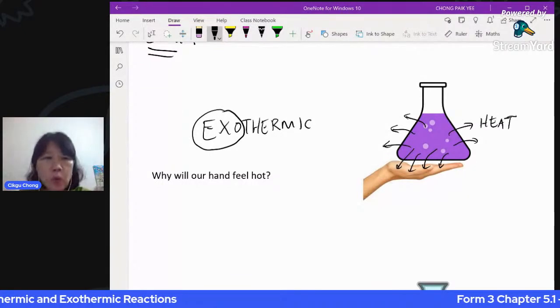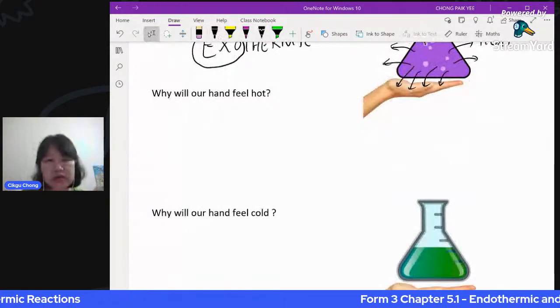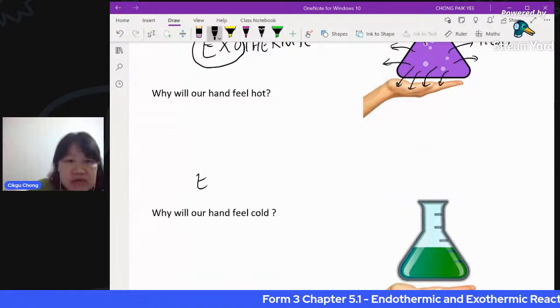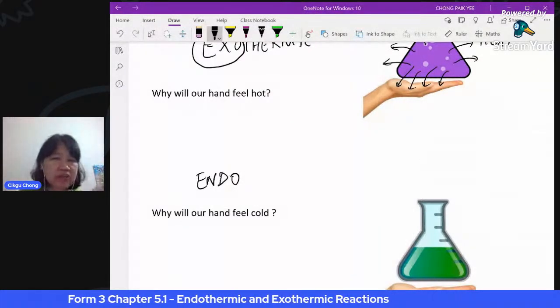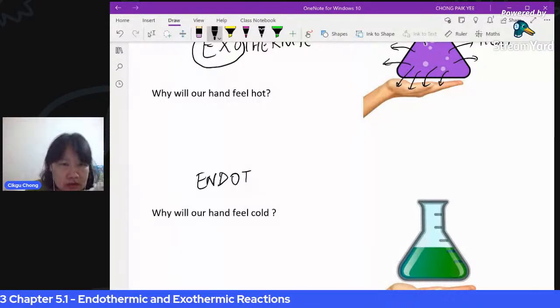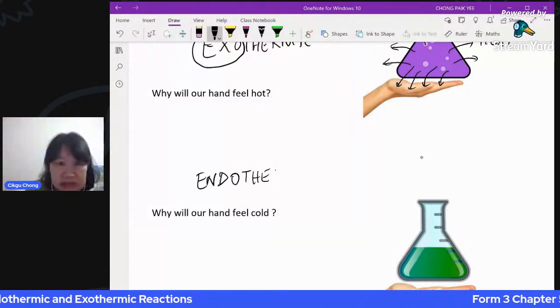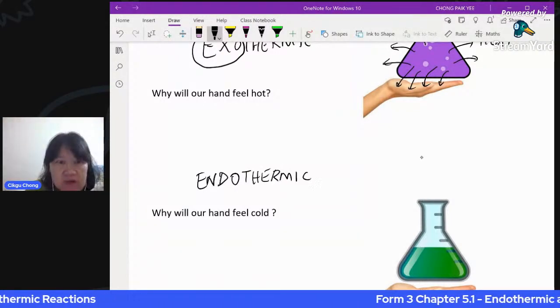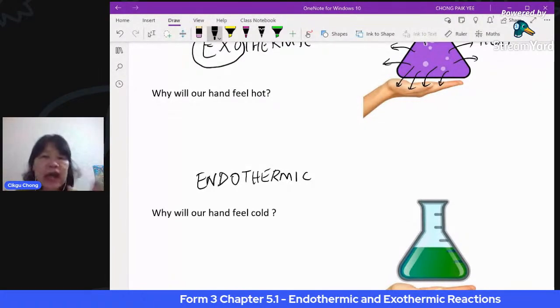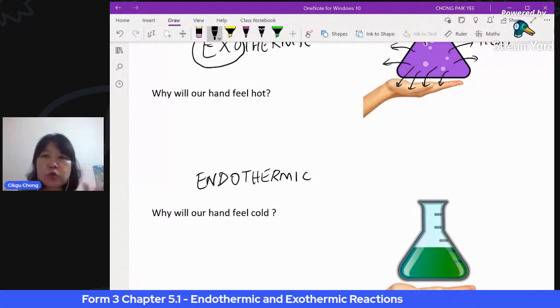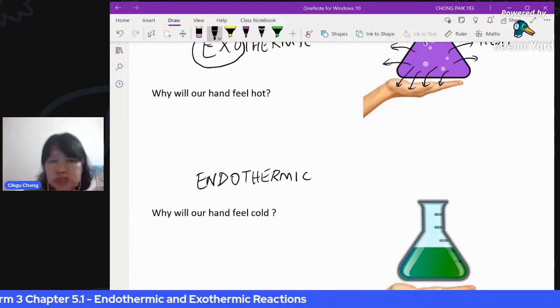Now, when it comes to an endothermic reaction, let's say you have another reaction. Why does an endothermic reaction make your hand feel cold? A lot of students are not able to understand this, so I'm trying to explain it to you now. For endothermic, as a general rule, you will find that your hand will feel cooler or cold. The reaction feels cold. Now, why?